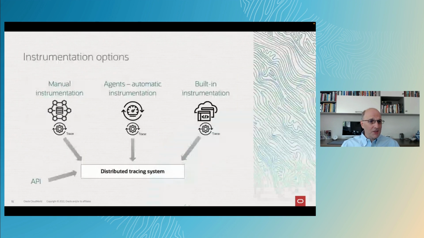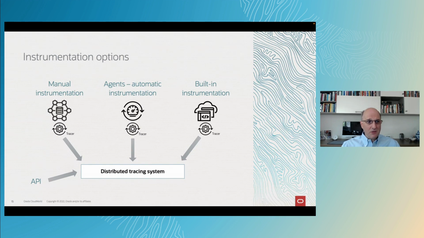Let's talk quickly about instrumentation. There are several ways to look at this. Let's start here from the left side, manual instrumentation. OpenTracing defines how to create spans within the code. You still need a component, the tracer, that will implement the sending of the span that is created by the code into the distributed tracing system.